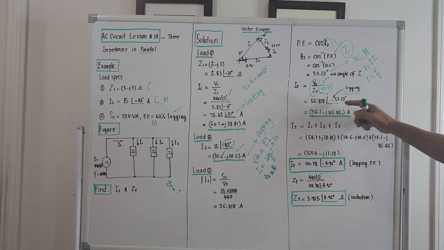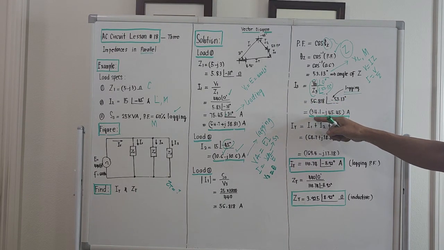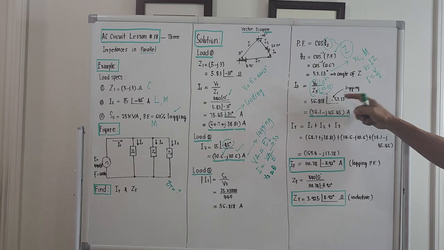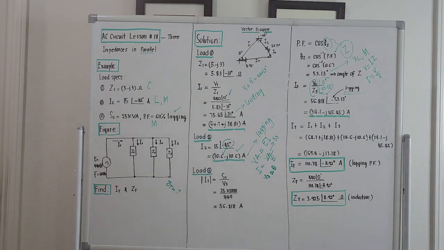Take the cosine, it will be multiplied by this magnitude, will be 34.1. Take the sine, multiplied by the magnitude, it will be 45.45. But since this is minus, this should be minus. Okay? So we now know the values of I1, I2, and I3 in the so-called rectangular form.